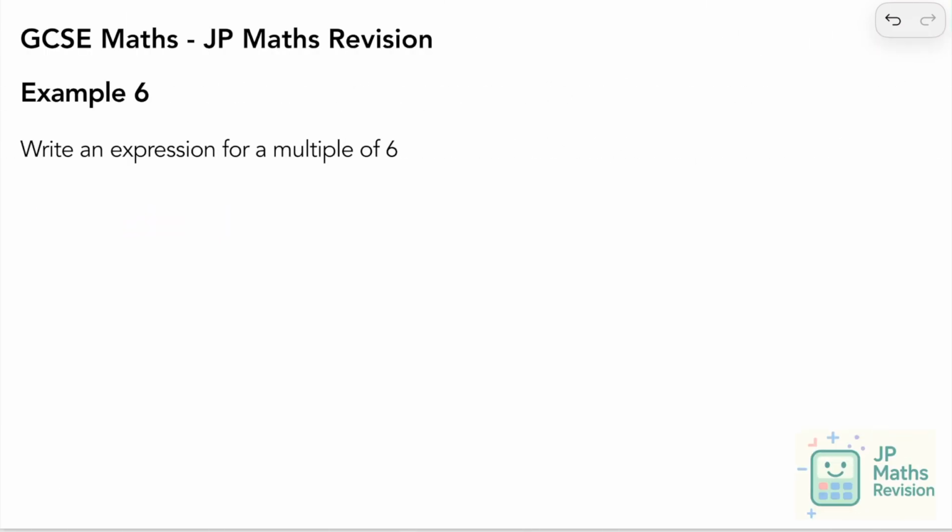This example here, we're writing an expression for a multiple of 6. So a multiple of 6 is any number in the 6 times tables, so I'm going to write this as 6n.